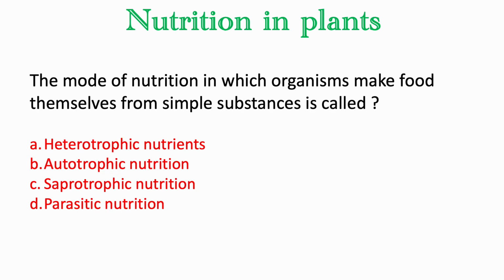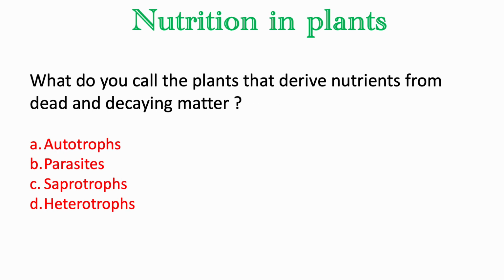Next, the mode of nutrition in which organisms make food themselves from simple substances is called: option, heterotrophic nutrition, autotrophic nutrition, saprotrophic nutrition, and parasitic nutrition. Correct answer is option B, autotrophic nutrition. Next, what do you call the plants that derive nutrients from dead and decaying matter? Option, autotrophs, parasites, saprotrophs, and heterotrophs. Correct answer is option C, saprotrophs.